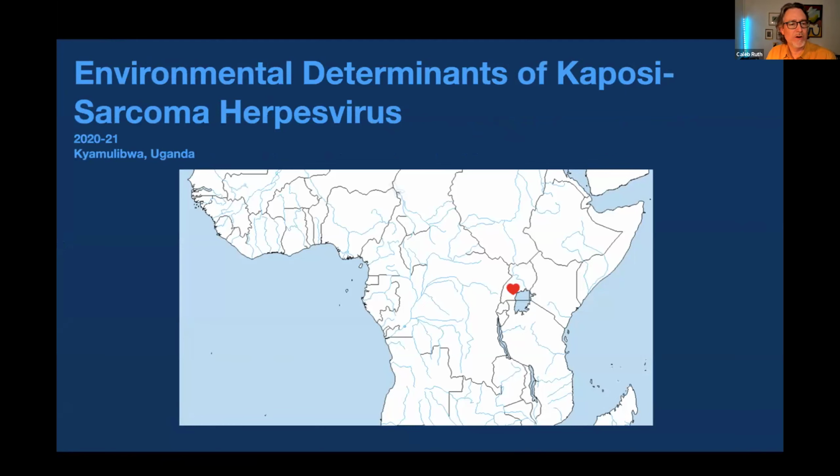A second study was on the environmental determinants of Kaposi sarcoma herpes virus. KSHV is the condition. Kaposi sarcoma is a type of cancer, and it's a very common virus. In fact, the odds are that some of us here have this virus, but we're not sick from it because our immune systems are strong. But if we have diseases that compromise our immune systems, then we can get life-threatening cancer from this virus.